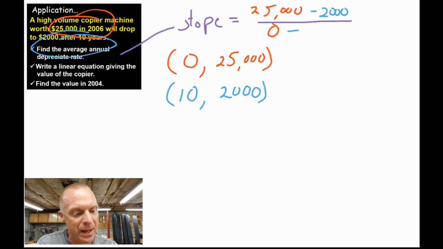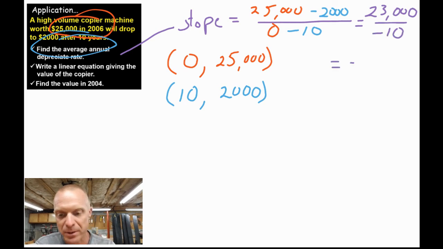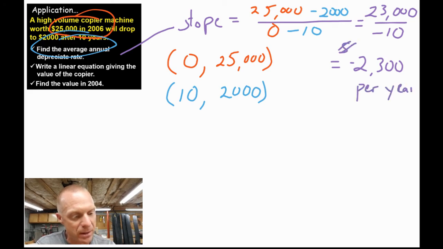Now, by the way, I don't want to say I'm subtracting this backwards, but I'm just subtracting it in a consistent manner. As long as I'm subtracting both x and y the same way, I'm allowed to do it in any order I want. But what's happening here is we're getting a negative slope because this copier is losing. It's losing, if you do a little simplifying here, $2,300 per year. Okay, now we know it's per year because we divided the denominator. It used to be per 10 years, but now it's per year. And again, makes sense. Makes sense that it's negative.